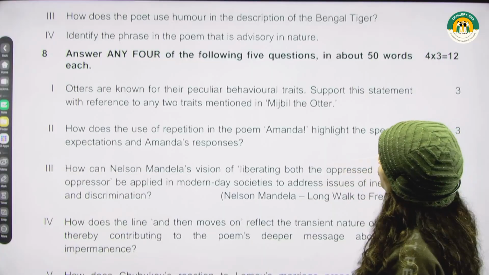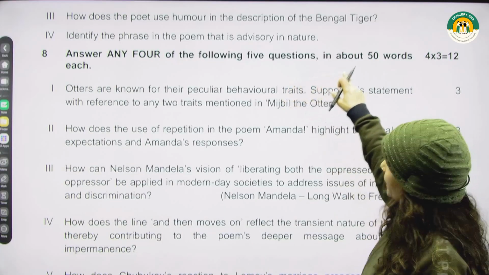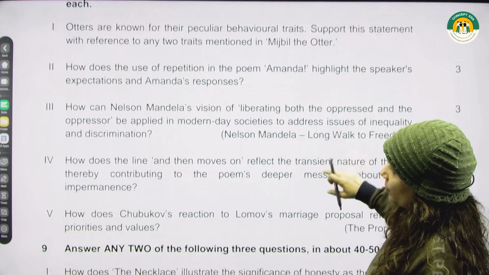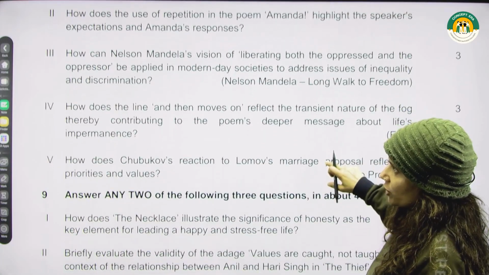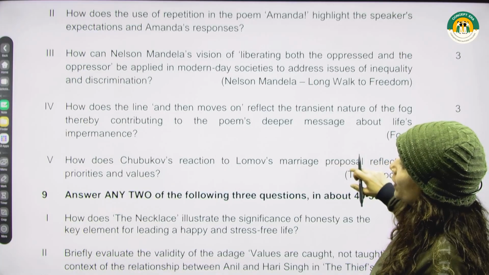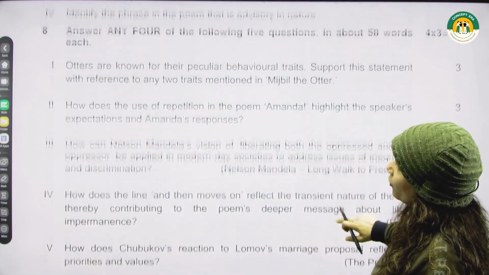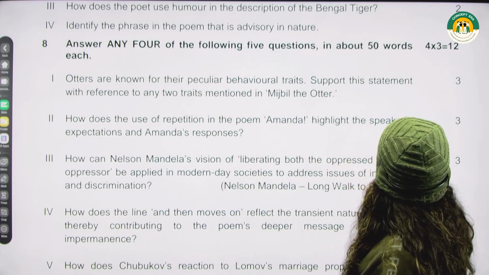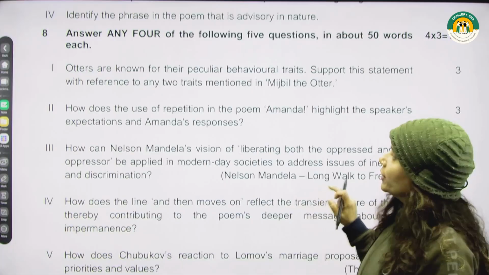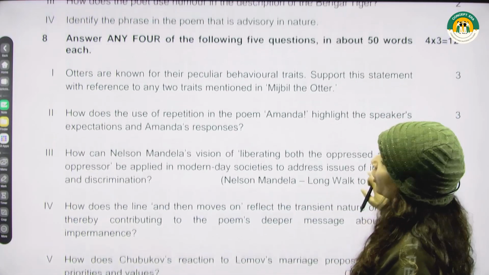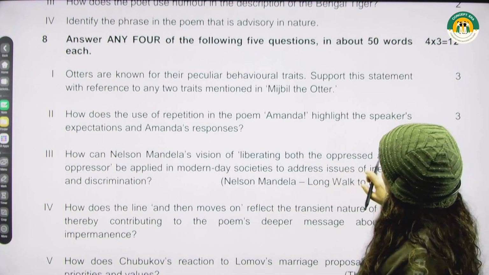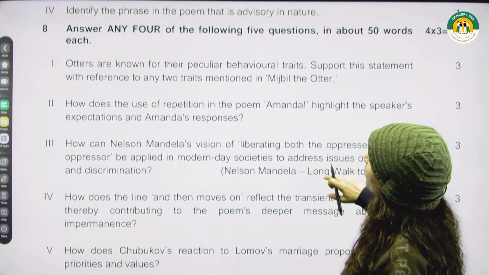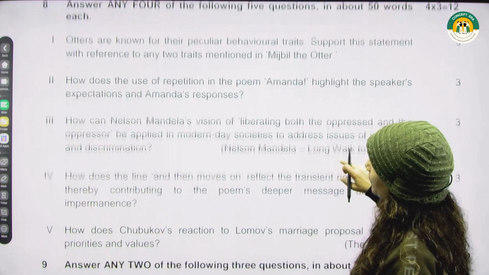SAQ means short answer questions. Further you will be getting the internal choice here. The questions are given from the literature reader. Here you can find questions from prose, poetry as well as drama, but out of 5 you can do only 4 questions. Here each question carries 3 marks, and the word limit is 40 to 50 words. While writing the answers, we always adhere to the word limit. We are not supposed to exceed the word limit.